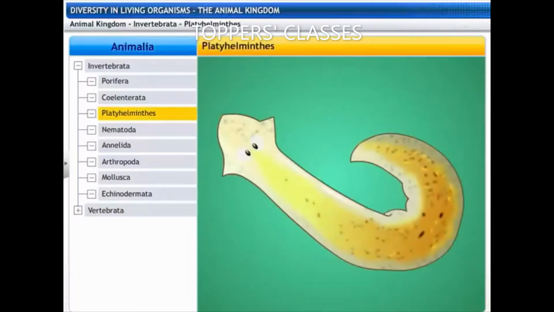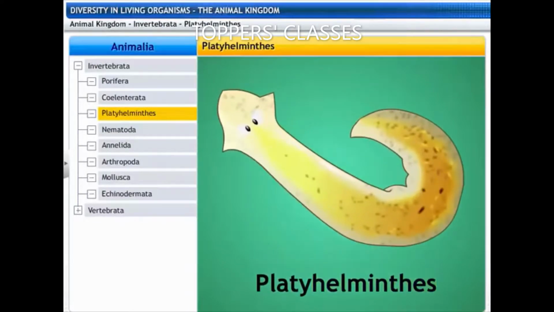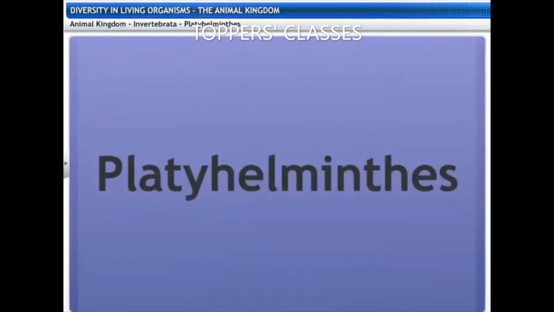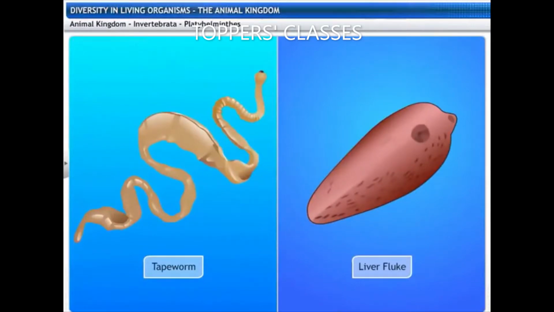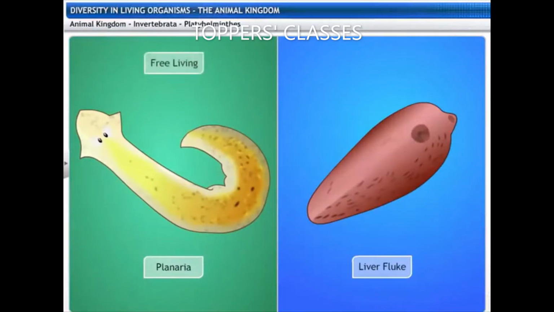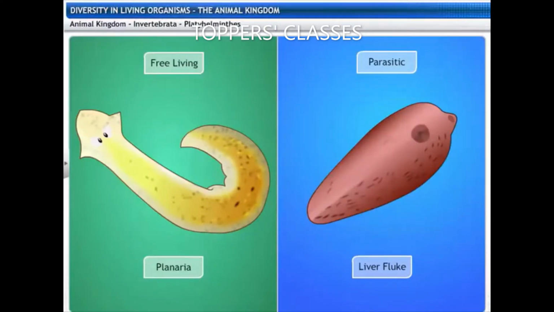Platyhelminths get their name from 2 Greek words, platy, meaning flat, and helminths, meaning worms. The phylum Platyhelminths includes tapeworm and liver fluke. Platyhelminths are either free-living or parasitic. Free-living animals include planaria, and parasitic animals include liver flukes.